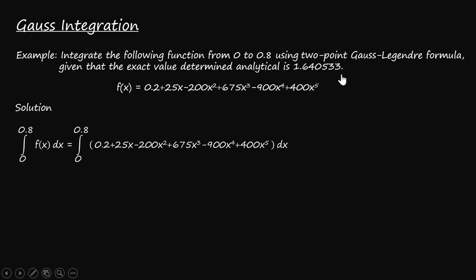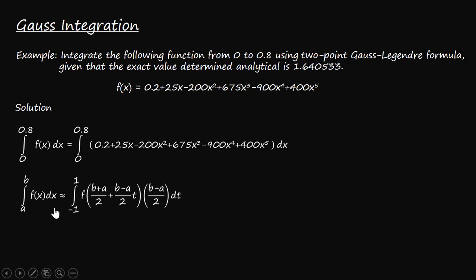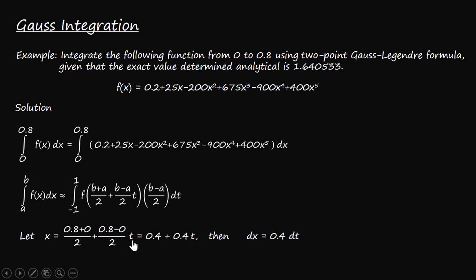Now we know that the Gauss-Legendre formula is defined over the limits of integration from -1 to 1. So we need to change these limits of integration first in order to apply the Gauss-Legendre formula. So we'll use this formula where the value of a is 0 and the value of b is 0.8. So the value of x can be substituted as (0.8 plus 0) divided by 2 plus (0.8 minus 0) divided by 2 multiplied with the new variable t, and when we solve this we will get 0.4 plus 0.4 times t, the new variable, and the derivative of x can be written as 0.4 times the derivative of t.